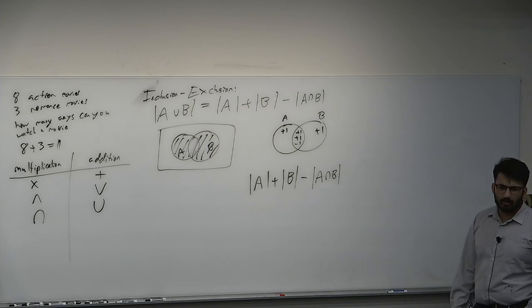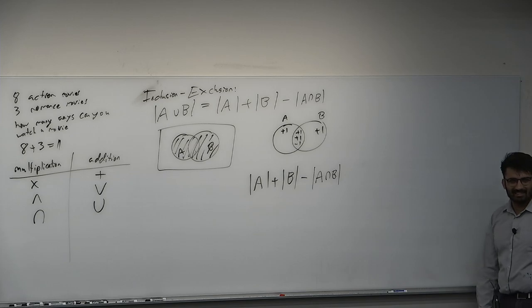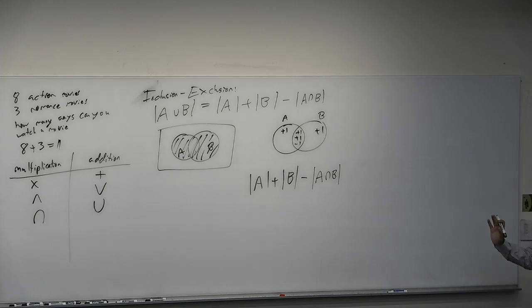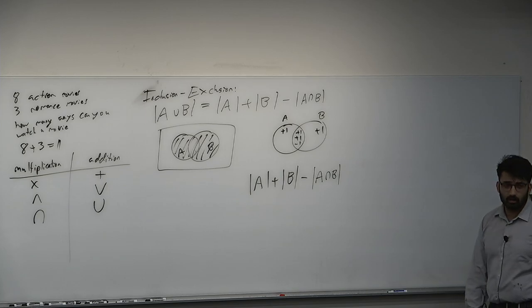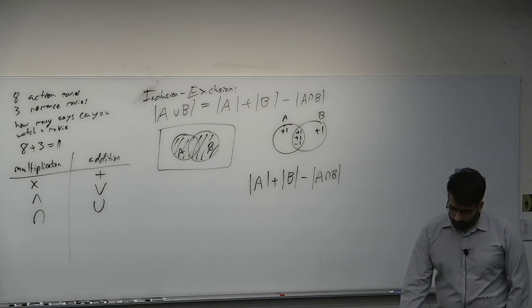Questions on this? We gave a proof of this using set identities instead, right? Using laws, De Morgan, whatever, distributive stuff. We've seen this before, right? Did you know this generalizes?